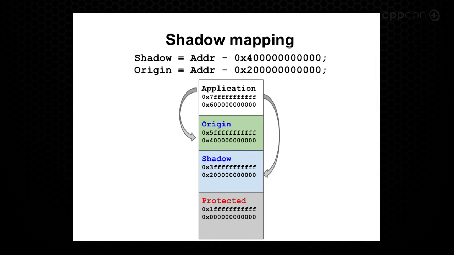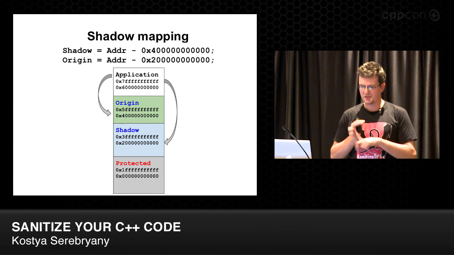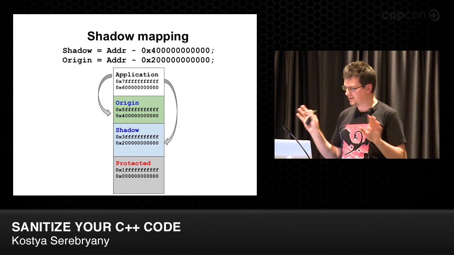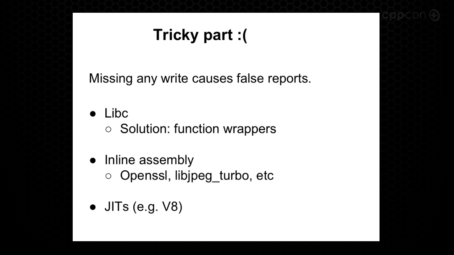And this slide shows you how the virtual memory is organized in the tool. We divide the whole thing into 4 pieces. One belongs to the application, one belongs to the origins, and one belongs to the shadow. And there is the fourth one, which is completely unprotected. No one can go there. The overhead: this tool is actually quite fast. In the default mode, when it doesn't track origins, it is roughly 2.5x slowdown and exactly 2x memory overhead. With origins, everything doubles.